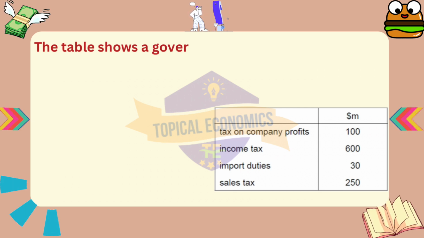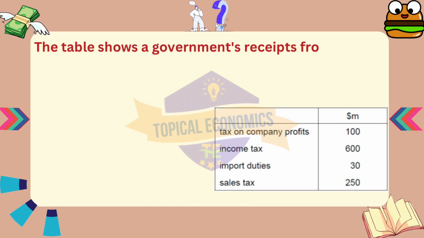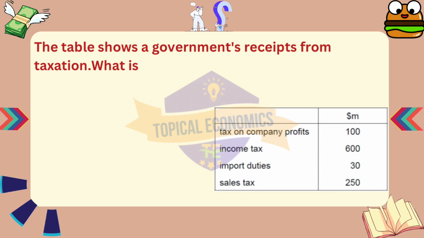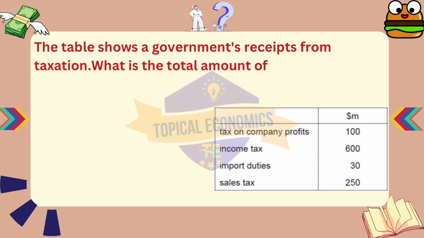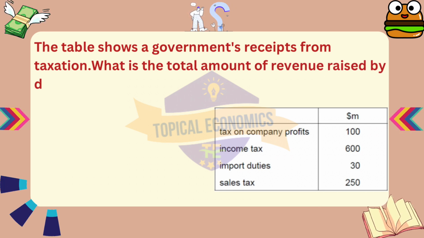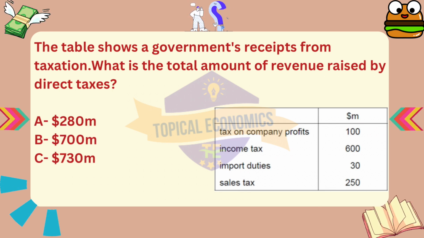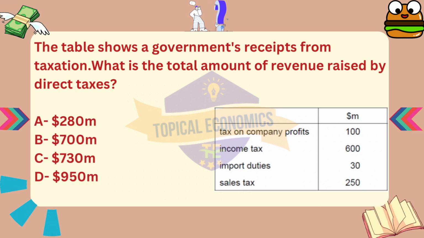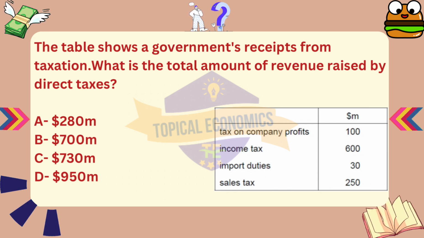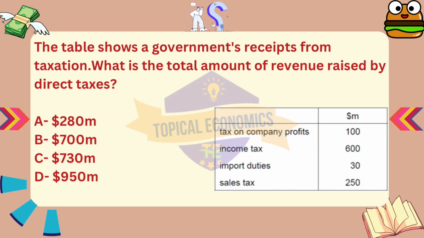Moving to question 12. The table shows a government's receipts from taxation. What is the total amount of revenue raised by direct taxes? A. $280 million. B. $700 million. C. $730 million. D. $950 million. Reference, 2020 Specimen Version 1. The correct answer for this question is option B.